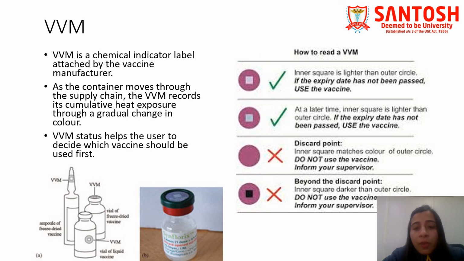So as you can see in the figure, if the inner square and the outer circle are similar in color, it means the VVM has reached a discard point, right? And it has absorbed enough heat that it is not safe for use anymore. And if the inner square is darker than the outer circle, then it is beyond the discard point. So in both these cases, the vaccine should not be used.